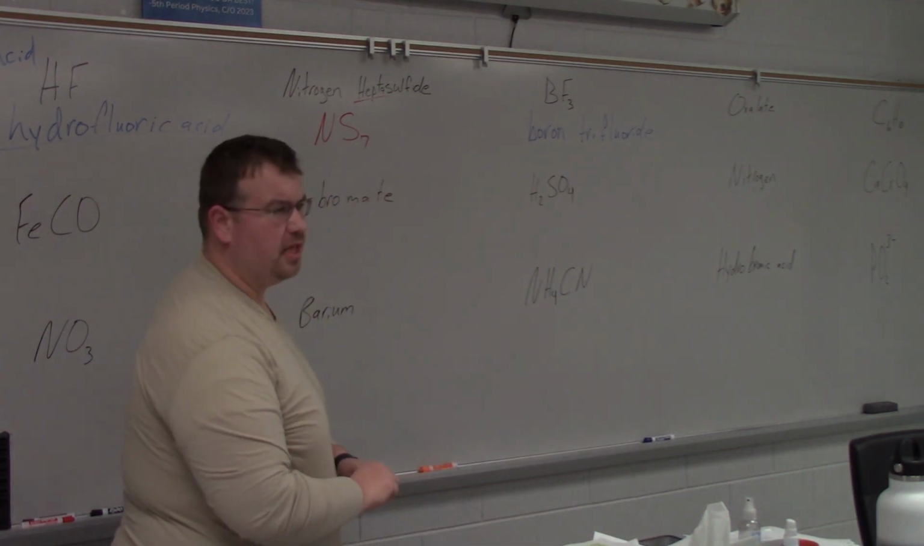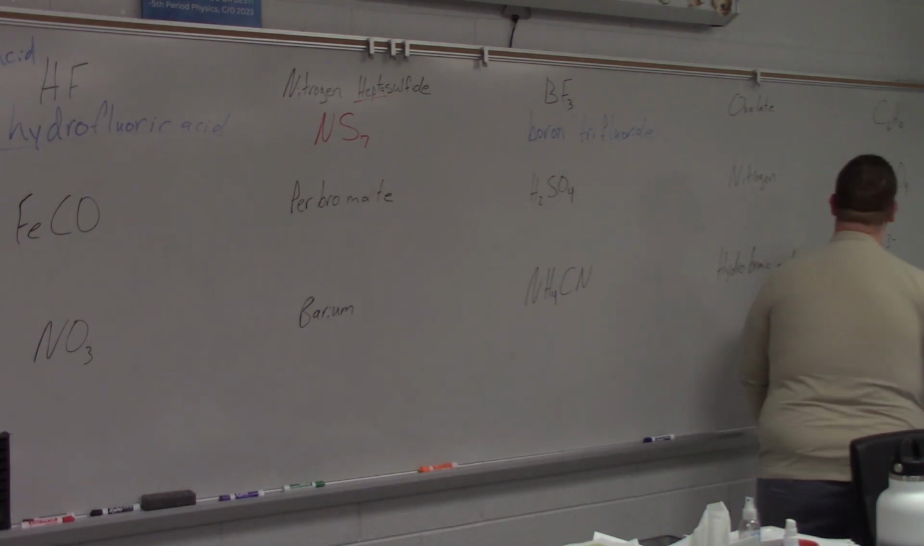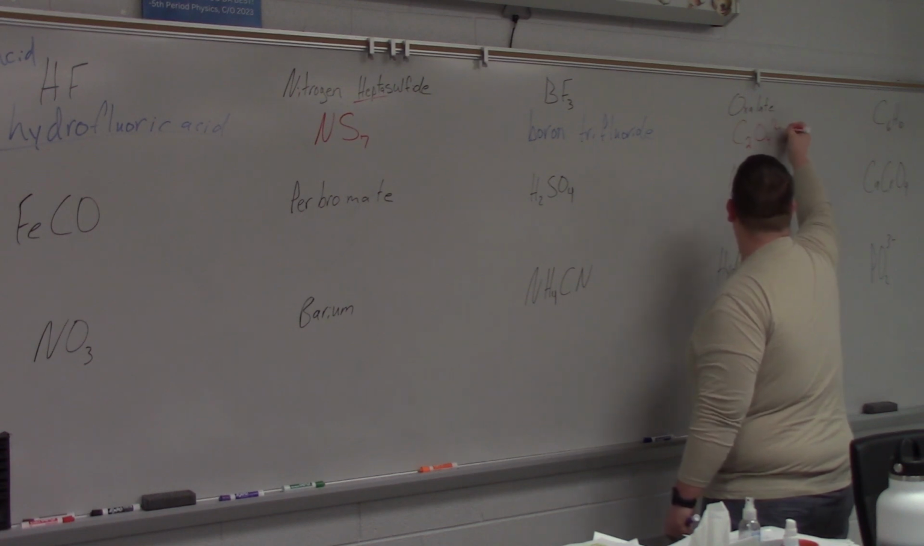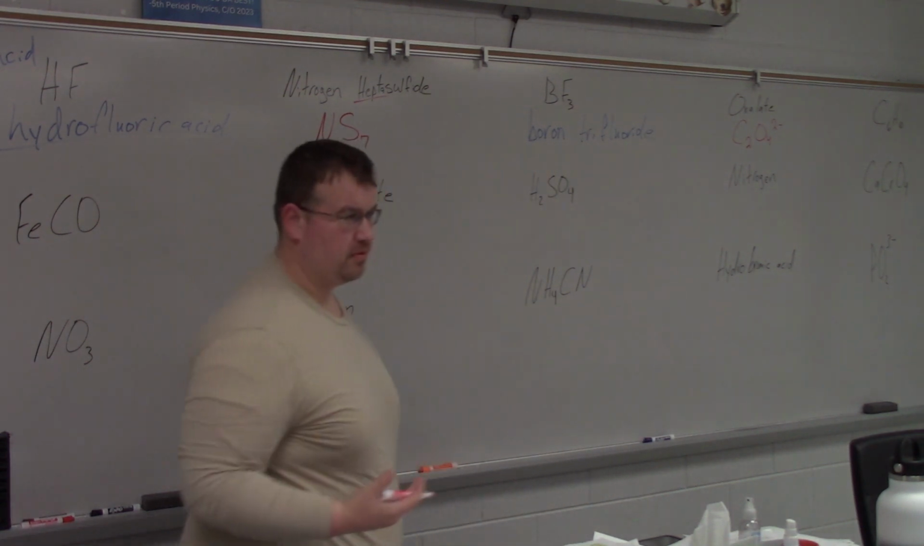Next one, oxalate is your good handy friend off of polyatomic ion. And what is oxalate? C2O4, 2 minus. I was wondering if I was going to get a charge there. C2O4 2 minus. That's just from pure memorization.